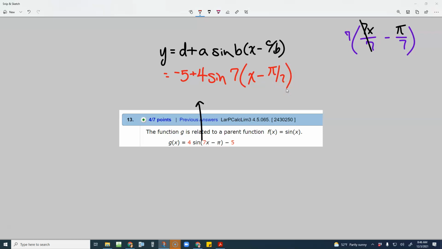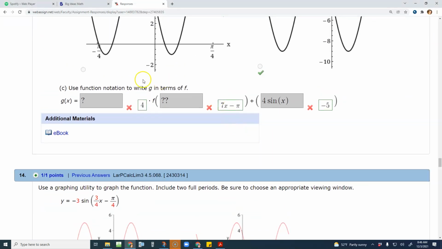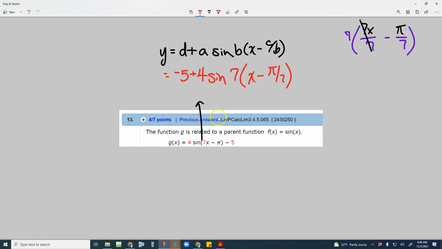Now, hold on. You didn't ask for the whole thing. You asked for C. So let me go see what C... Oh, use function notation to... This is mine. Well, check what I just did, though, right? So now I've shown the shift.